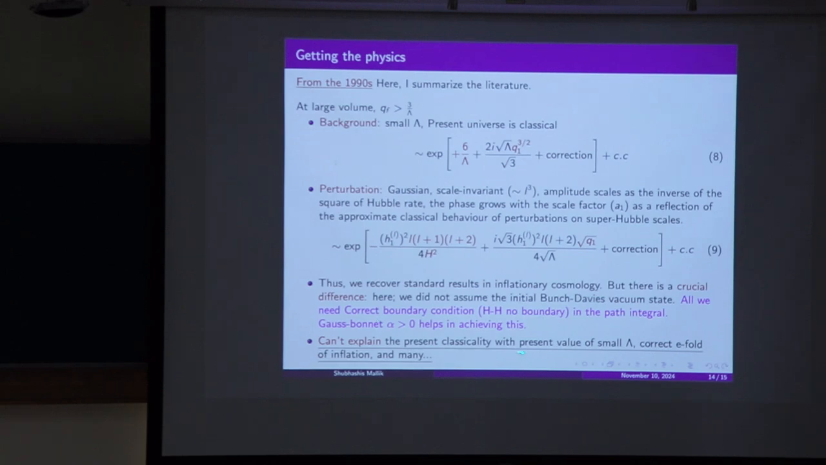Also, it cannot explain many things. For example, if we take the present cosmological constant, it cannot explain the classicality properly. Also, it cannot explain correct e-fold inflation. So there are lots of problems with it.